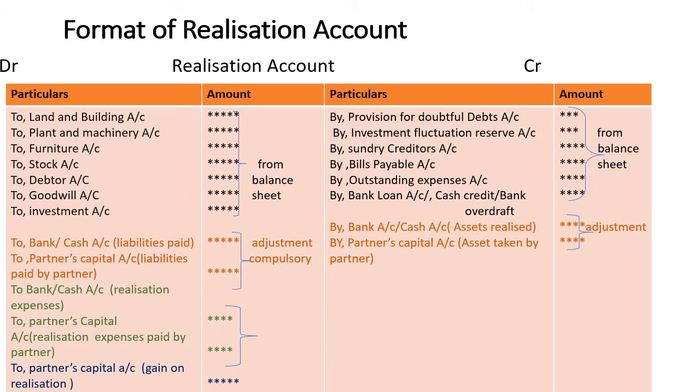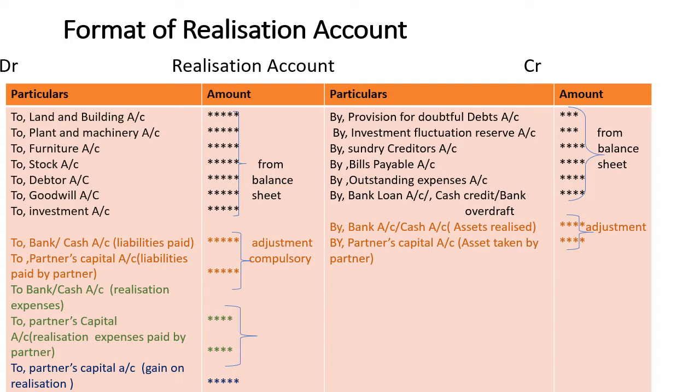Okay. In the last class we learned the journal entries and the steps to prepare the realization account. What is the first step? We have to transfer all the assets to the debit side of the realization account from the given balance sheet.